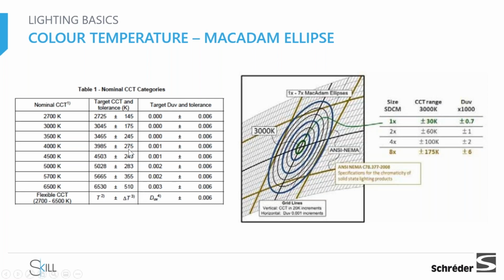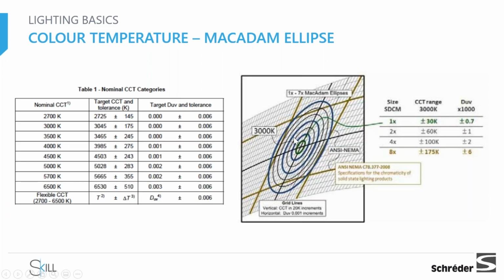This is not the only parameter or criterion that identifies the MacAdam ellipse. There is also something called DUV, which I will show in the next slide. But keep in mind that there is also a figure or maximum DUV which is allowed within the same MacAdam ellipse.